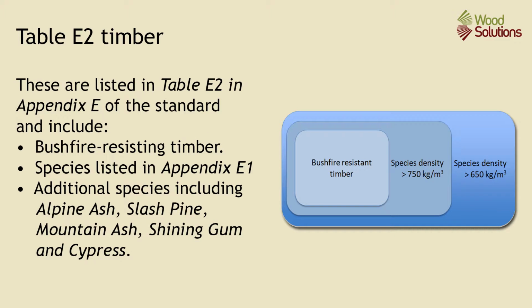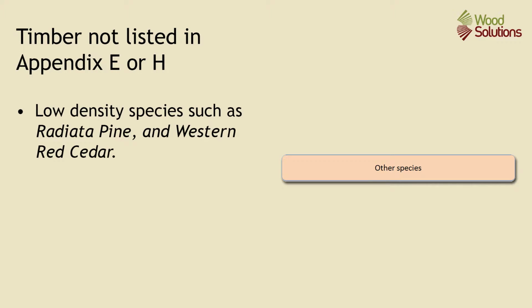The next classification is timber with a density of greater than 650 kilograms per cubic metre. These are listed in Table E2 of the standard and include the bushfire-resisting timbers and other species listed in Appendix E1, plus additional lower density species such as alpine ash, slash pine, mountain ash, shining gum and cypress. The last grouping is timbers that are not listed in either Appendix E or H of the standard. These are low density species that include radiata pine, western red cedar and similar species.